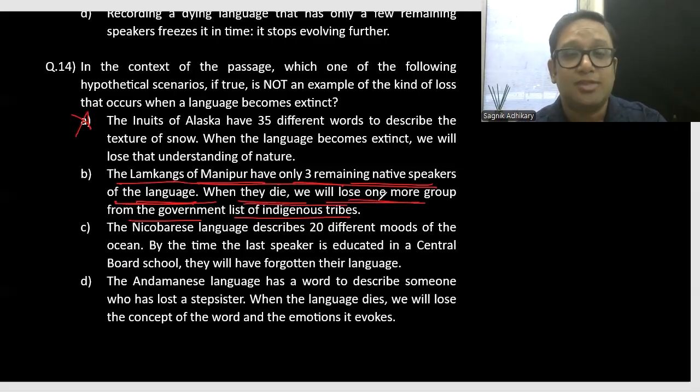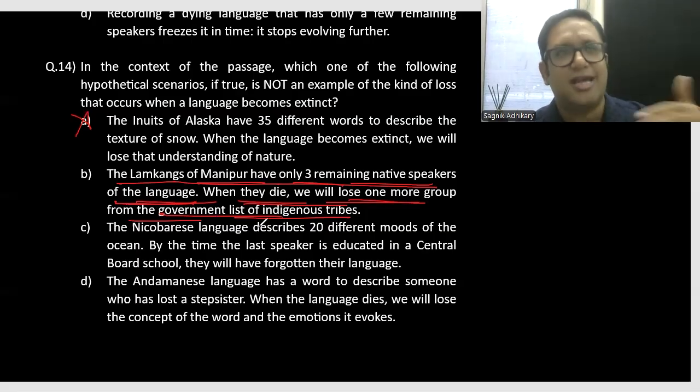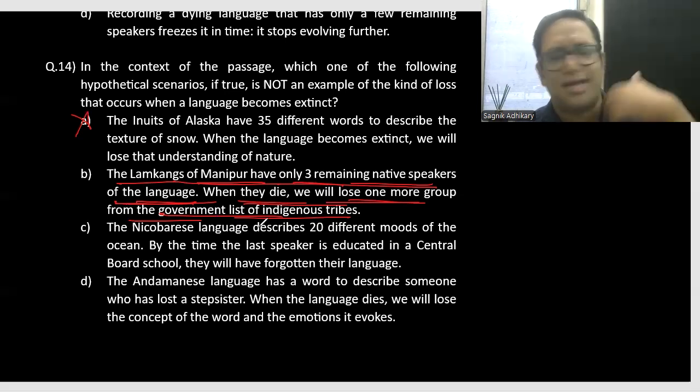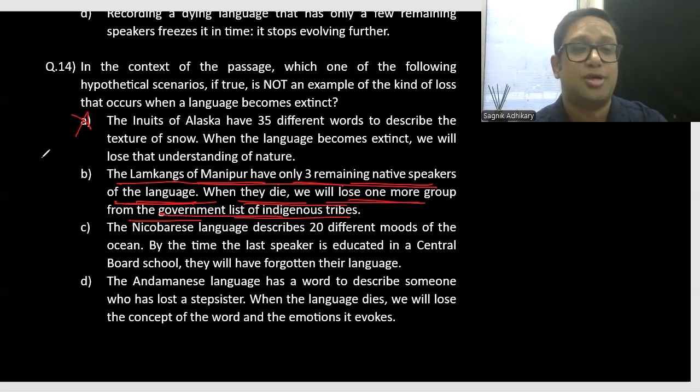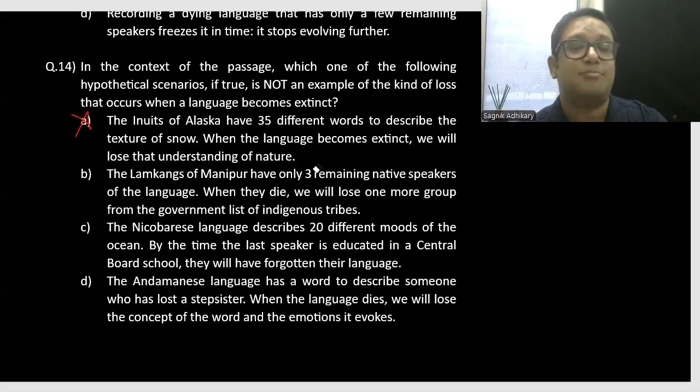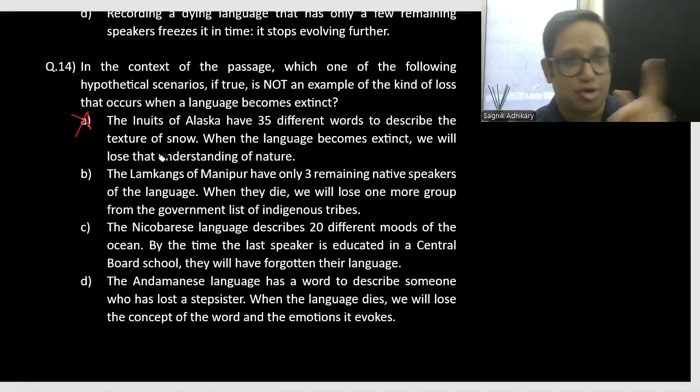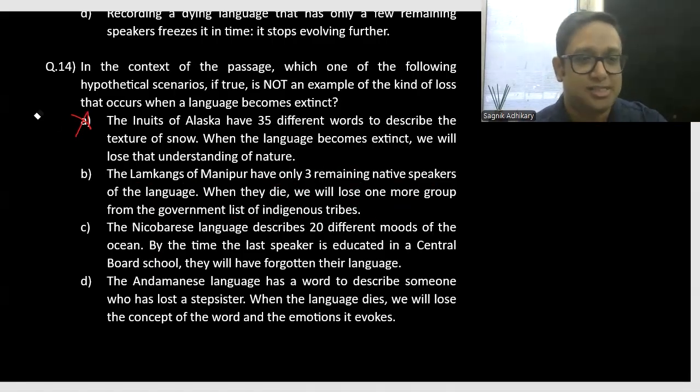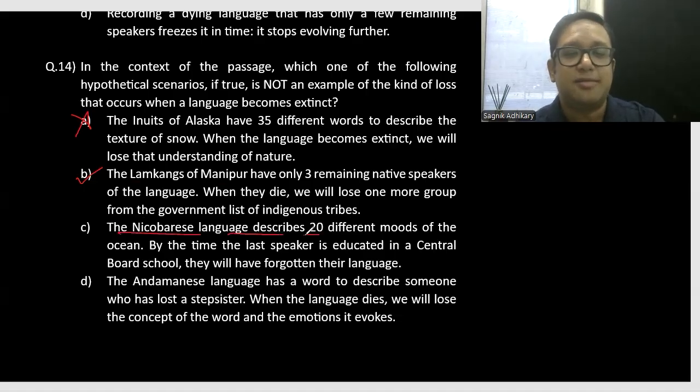When they die, the group will be lost, but none of their worldview is talked about. Their culture is not talked about. Their perceptions, their worldview, their beliefs, their religious ideals, their culture, none of that is talked about. So this is not the kind of example that the third paragraph was talking about. This is a valid choice. We can be qualified. The Nicobarese language describes 20 different moods of the ocean.